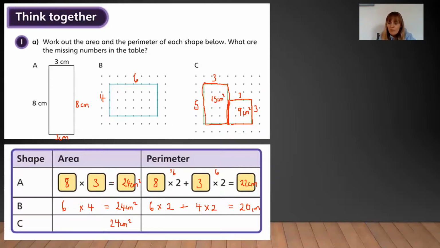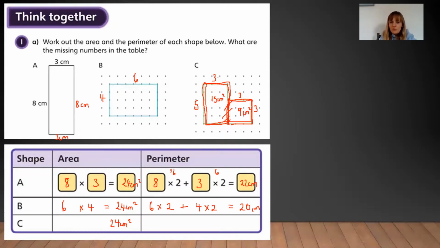Now, what about the perimeter for this one? Now, the perimeter, the important thing to remember, it is the total of the outside edges. So this line that I've added in the middle now, to separate the two shapes just here, we almost need to just ignore that. And when we're working out the perimeter, we are just going around the outside like so and adding those edges together.